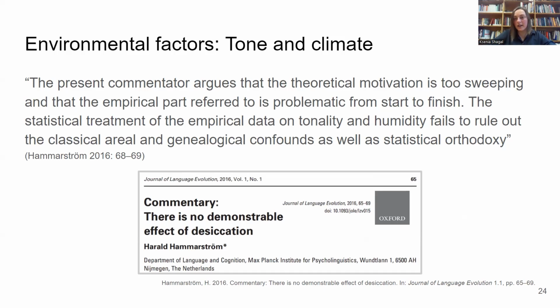I'm not going to go into detail, but probably the most crucial point of criticism is that they did not take genealogical and areal factors into account. Basically, it might simply be that if we consider not all those languages individually, but as members of language families, then it might be that one proto-language developed a tonal system, and then it just spread to all the later languages that developed from it. So in that sense, he shows that probably this is not a very reliable study.